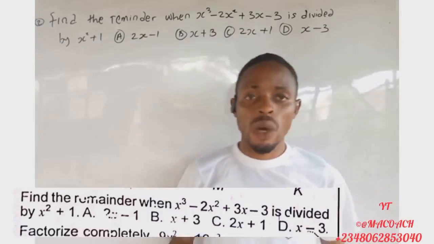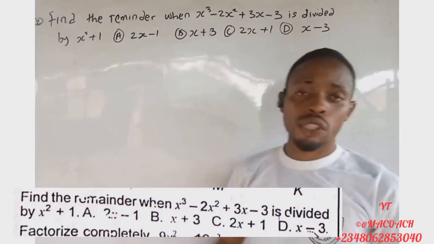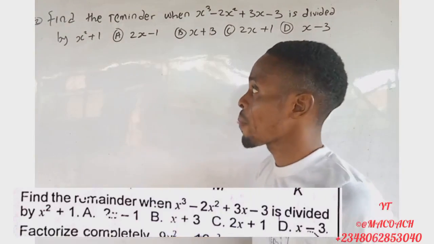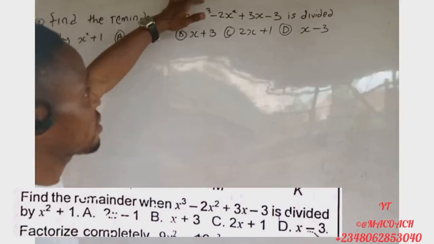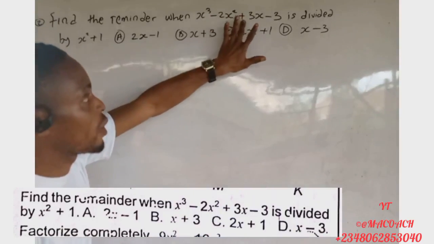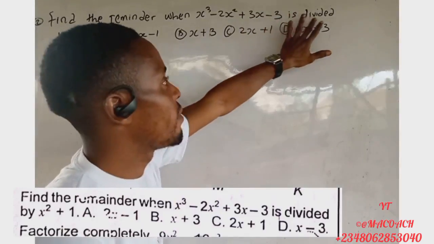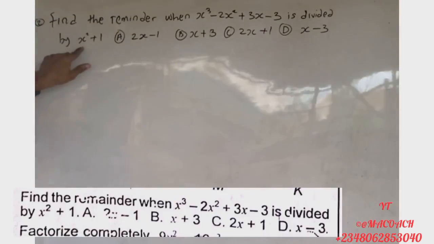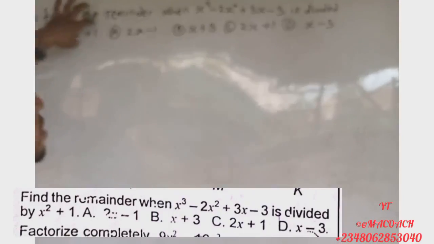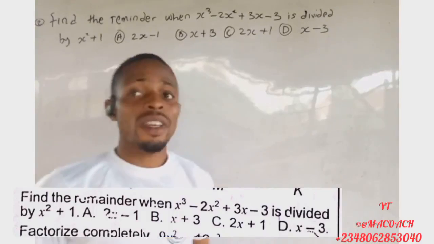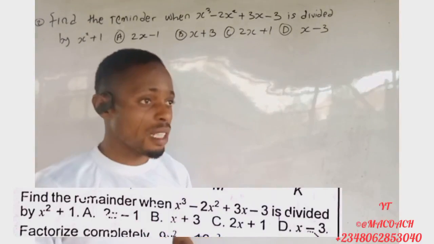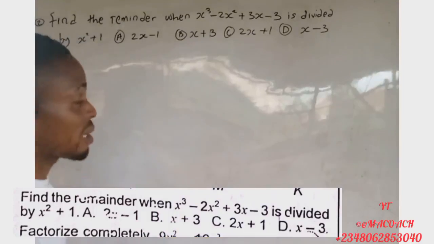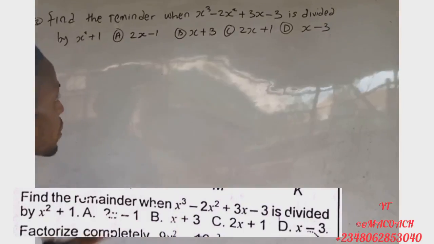Okay, guys, you're welcome back. This is question 2 of today's class. This question states: find the remainder when s cubed minus 2s squared plus 3s minus 3 is divided by s squared plus 1. So we want the remainder when this is divided by this. A question like this is a polynomial question, a topic in mathematics.